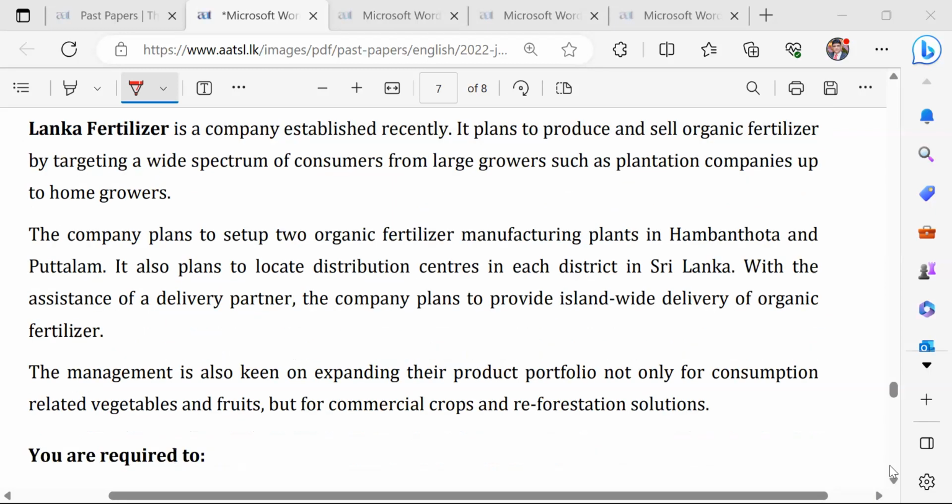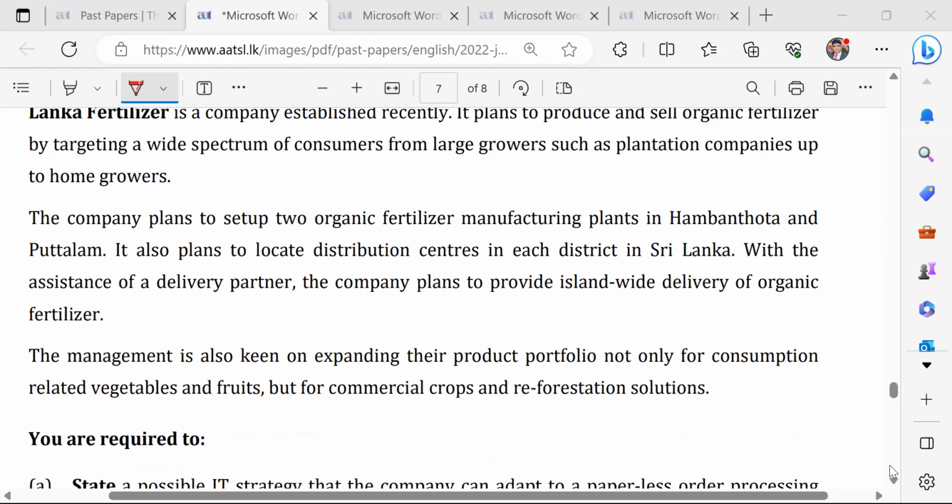The company plans to set up 2 organic fertilizer manufacturing plants in Hambantota and Puttalam. That means 2 different districts, right? They are going to start 2 manufacturing plants. It also planned to locate distribution centers in each district of Sri Lanka. That means another 20 to 25 distribution centers to be started; their plan is 1 distribution center for each district.